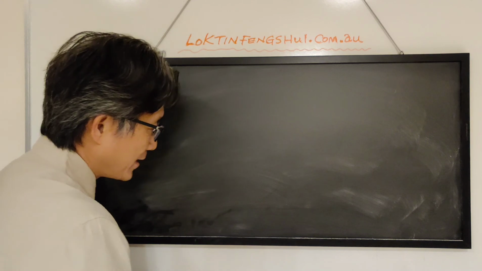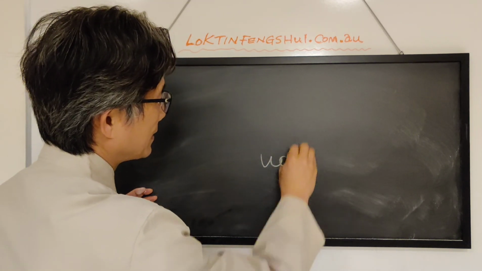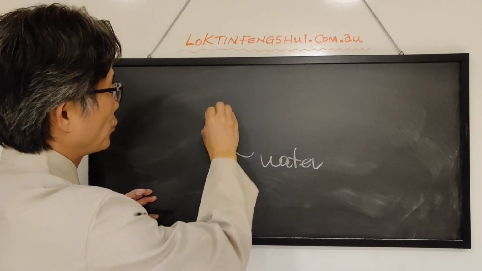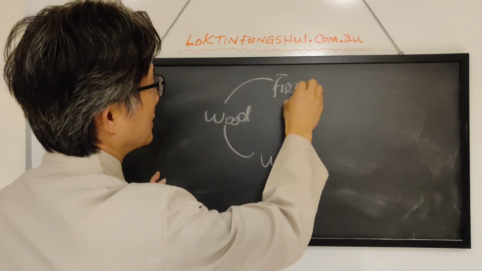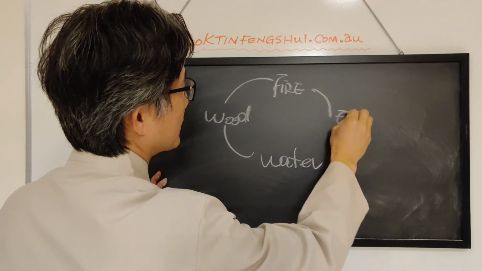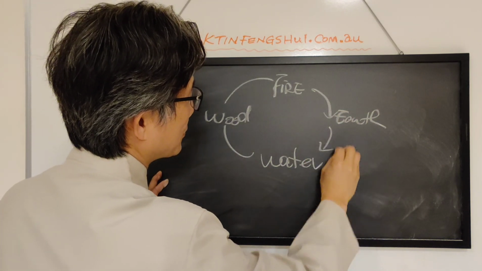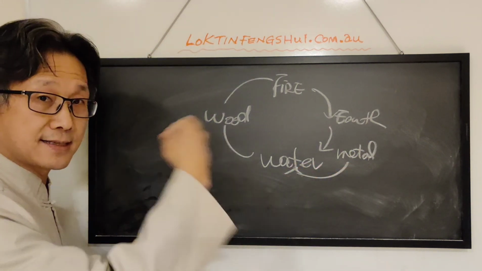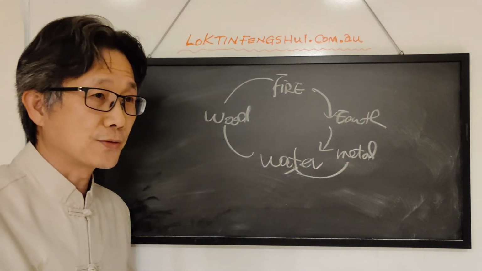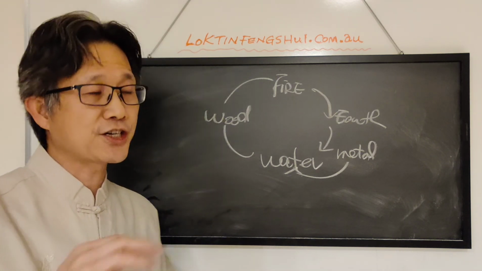For those who don't really understand what the 5 elements mean, water produces wood element, and wood produces fire, and fire produces earth, and earth produces metal, and metal produces water. So that's the cycle. So shape has element as well. The shape, you know, the shape.